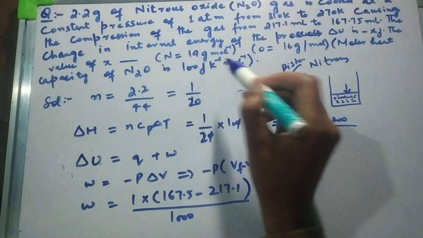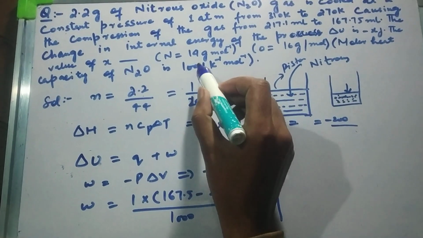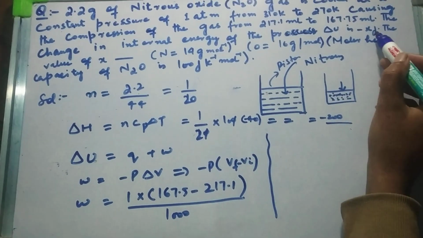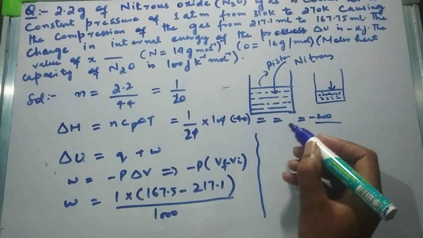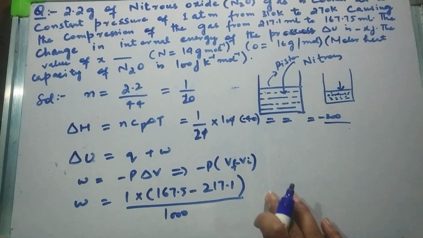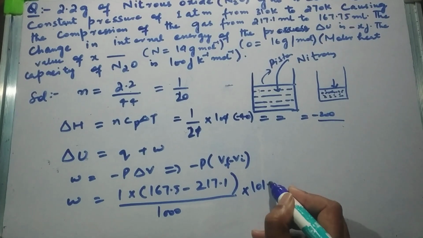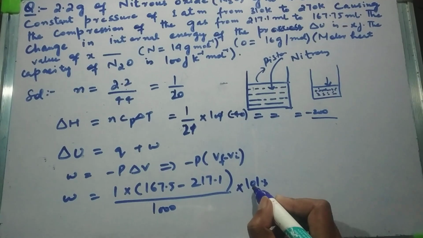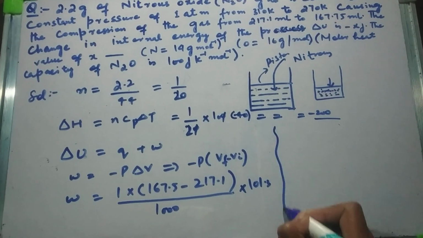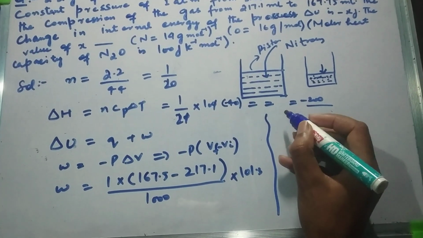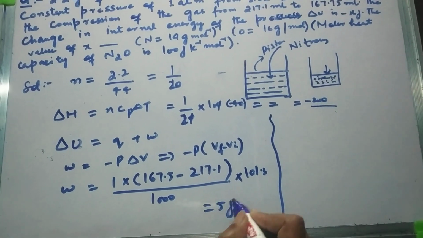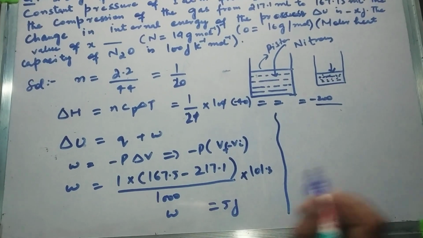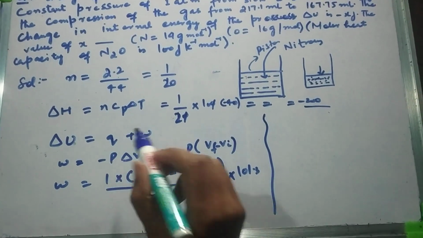The quantity is given in this question in kilojoules, so I am going to convert the unit to joule, because we need the answer in joule. One atm is equal to 101.3 bar. That gives 5 joule. I calculated this. The whole value of this quantity is 5 joule. Now I am going to put this value here and get the answer.